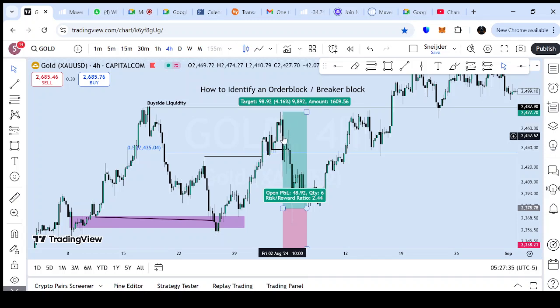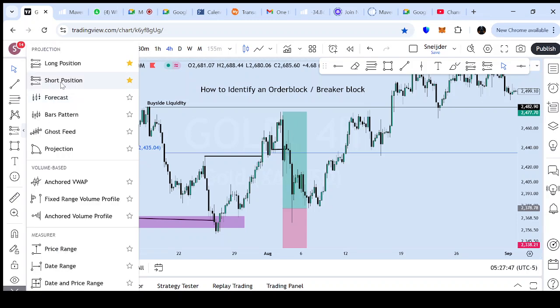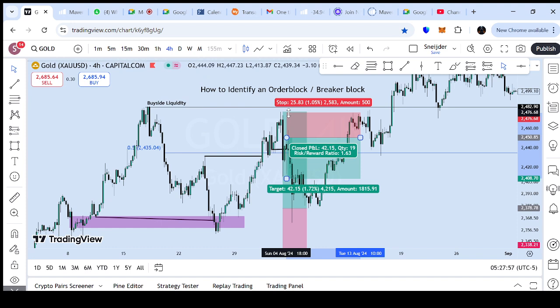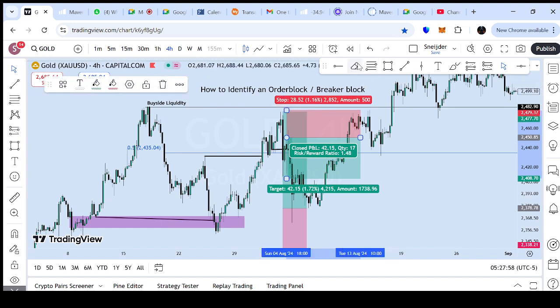Then create a fair value gap. Here is a fair value gap. Wait for price to deliver inside, to trade inside this fair value gap. You can put your stop loss here. That's where you now make use of your short position. That's where the short position comes in for your risk management. As price delivers inside the fair value gap, you can set your stop loss above here.